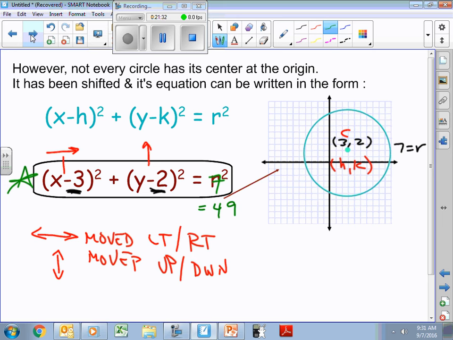All right, so take a look at this one. This one, they move the circle. There's the center. If you don't have it written down, please write down the center of this circle. Somebody's like, well, how did he get the 3 and the 2?